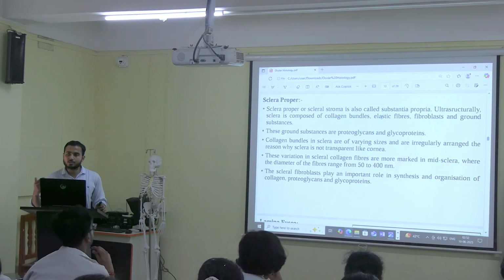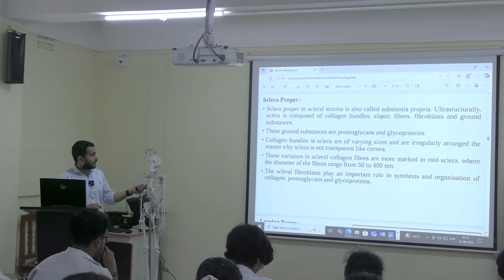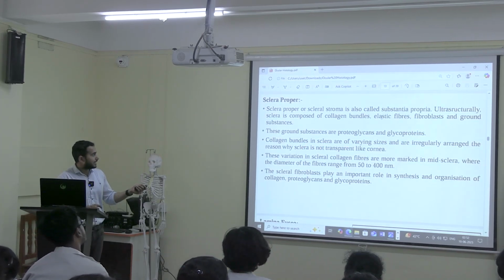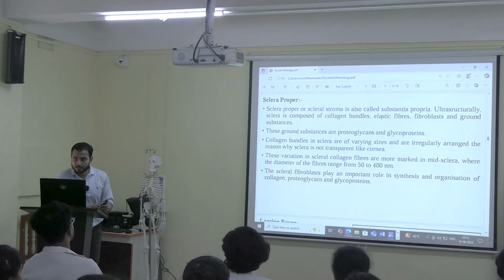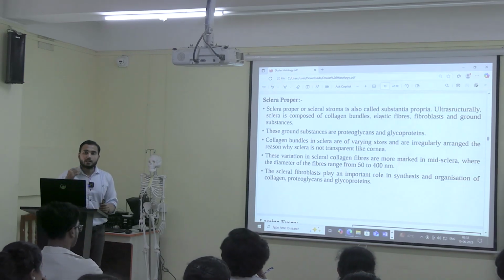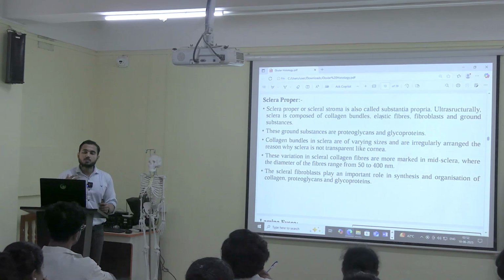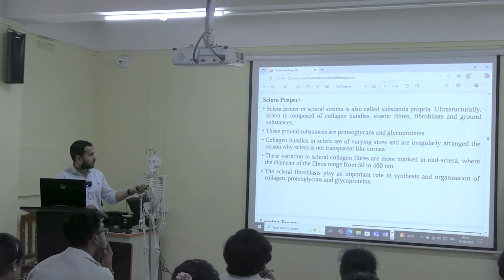That's why it is also called sclera proper or stroma of the sclera, or substantia propria. Collagen bundles are present, but here they are irregularly arranged. That's why the sclera is not transparent in nature. So in the beginning I mentioned that sclera is not transparent, and it appears white. Why? Because all the light is deflected because of the arrangement of the collagen fibers. That's why you can see it is not transparent like the cornea.